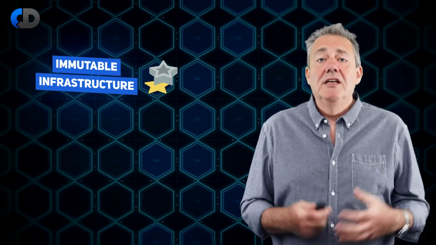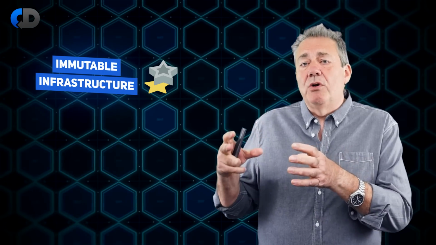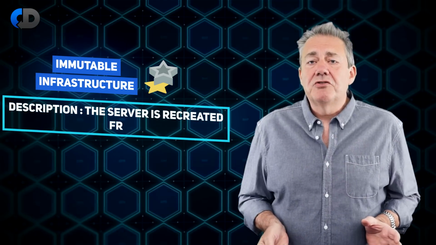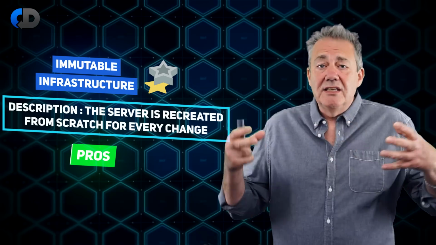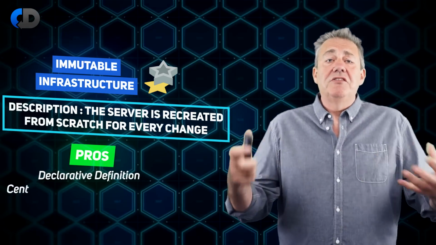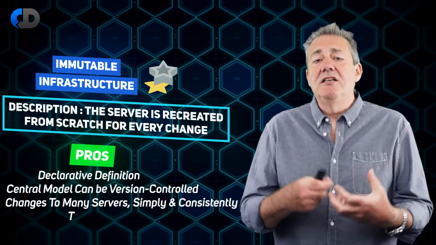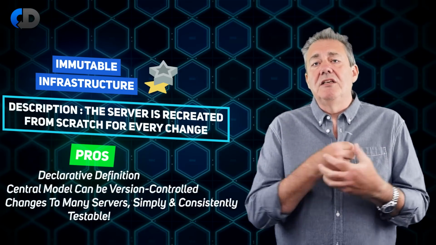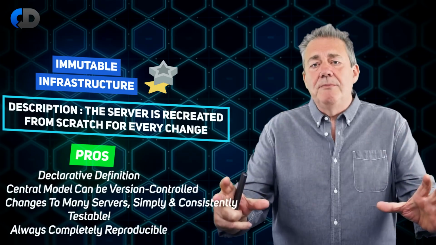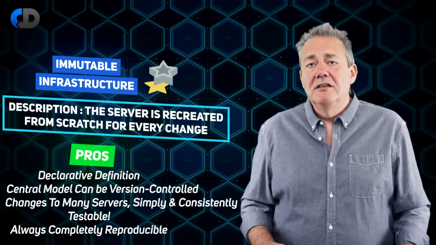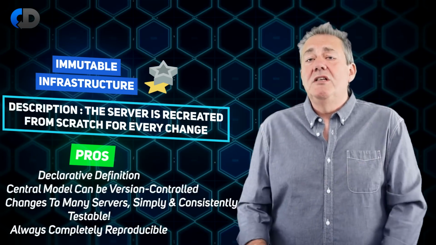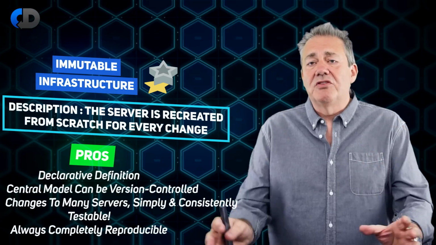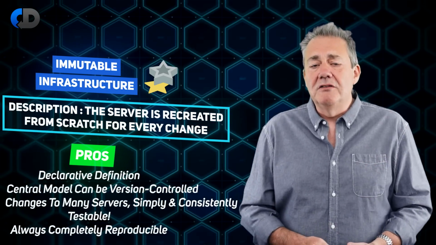The last of the three strategies is immutable infrastructure. In this approach, every time we deploy the system, we're going to recreate the infrastructure from scratch. The huge advantage of this is again, you've got the declarative definition, the central model can be versioned, but the big idea is that it's definitive. Every time we deploy, we know exactly what we're going to get. If somebody had gone in and inadvertently changed one of the servers, next time we deploy, those changes will be blown away and the server will be back to where we want it to be as defined in the script.